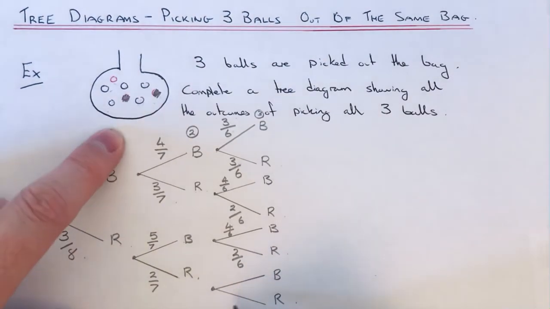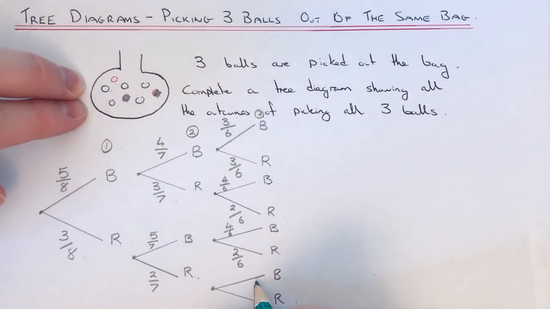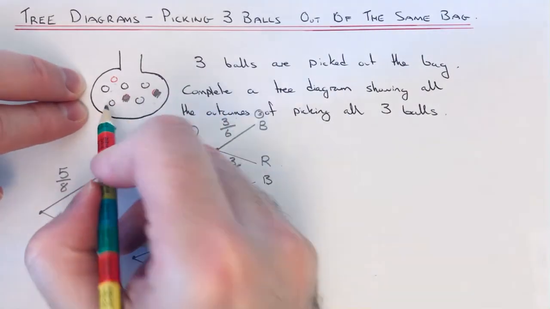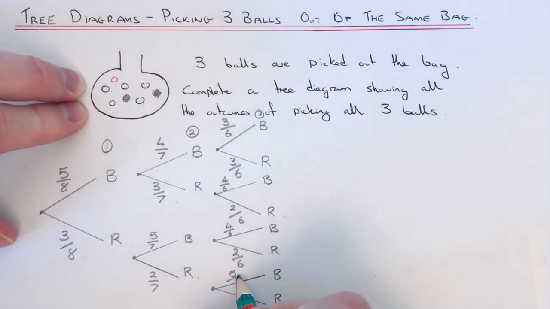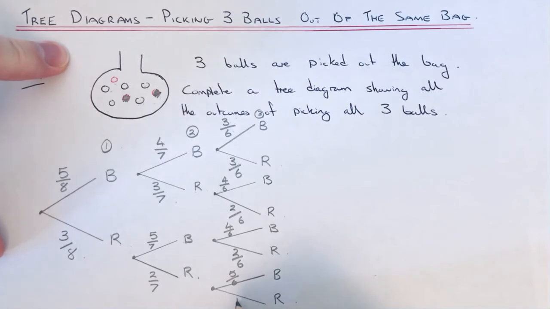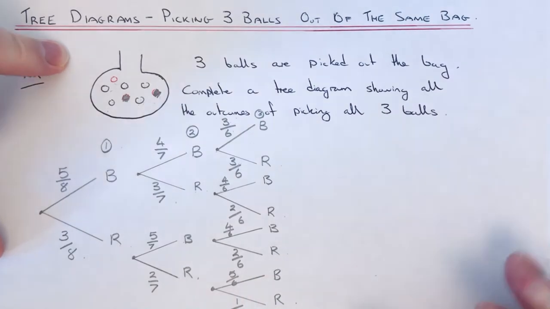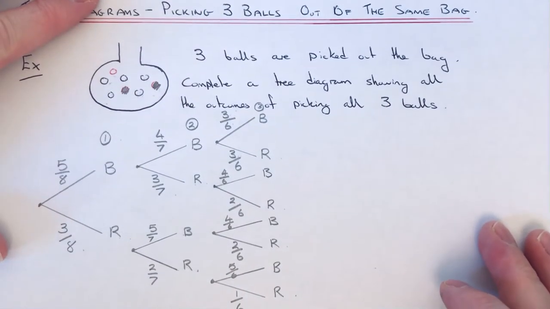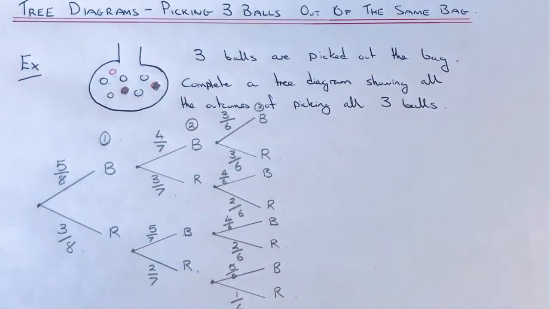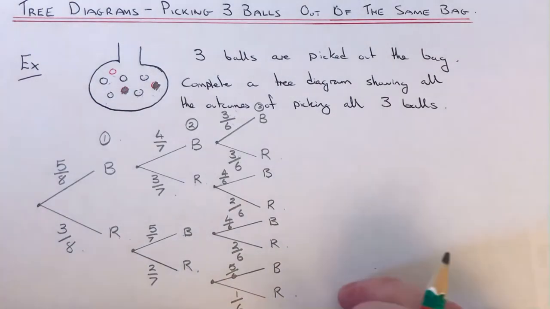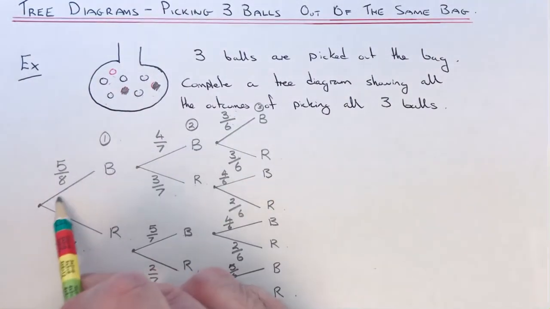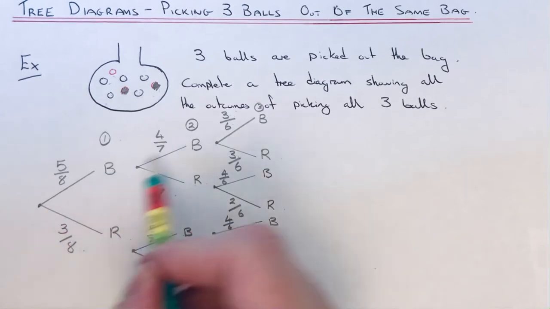Okay, so the probability of picking a black ball this time will be 5 out of 6, and a red will be 1 out of 6. So that's our tree diagram complete. Okay, once you're done, you might be asked then to work out all the outcomes. So the outcomes would be, if you follow the top route, black, black, black.